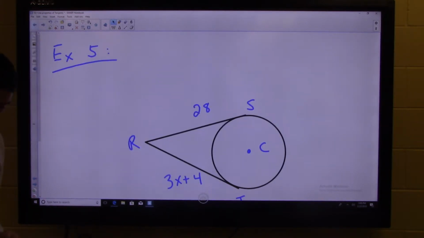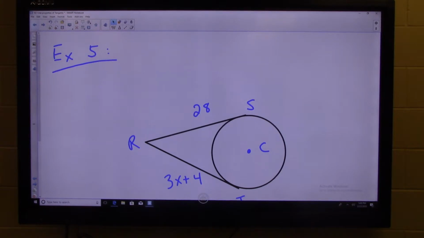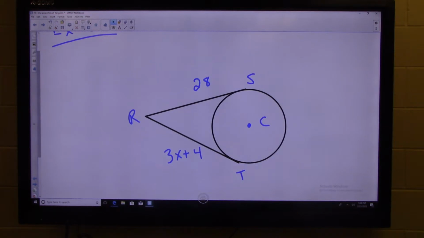Here it is. All right, so I've got the example written down. It says segment RS is tangent to circle C at S, and segment RT is tangent to circle C at T. Let me scroll down a little bit so you guys can see this a little better. Draw this thing. Again, pause it if you need to. Then it says find the value of X.